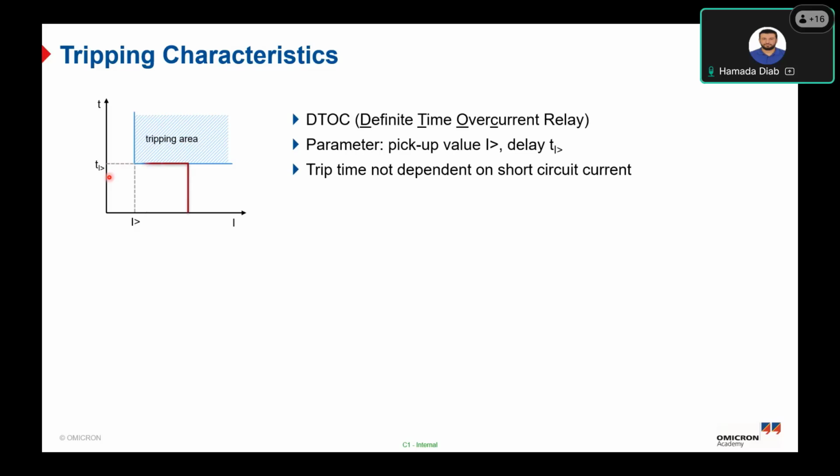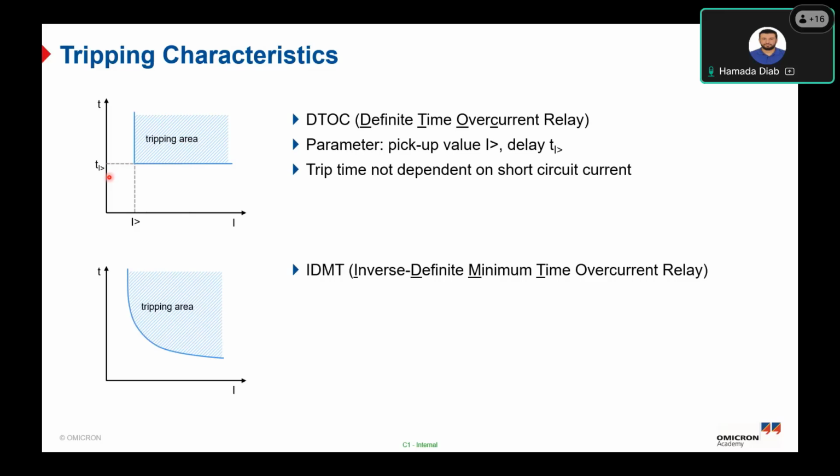As you can see here, whatever the value of the fault current, if you exceed the I greater, it will trip with the Ti greater in all cases, and this is the definition of the definite time overcurrent. But if you have two stages, you will have the I double greater with a greater current setting, and the trip time will be for sure less than the stage 1 trip time. So the Ti double greater will be less than the Ti greater to provide fast tripping for short circuit faults.